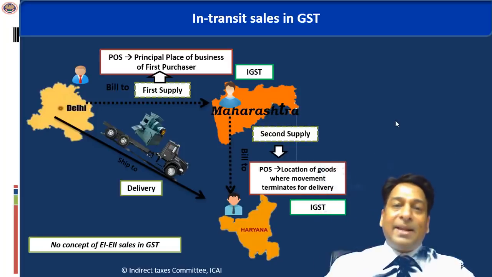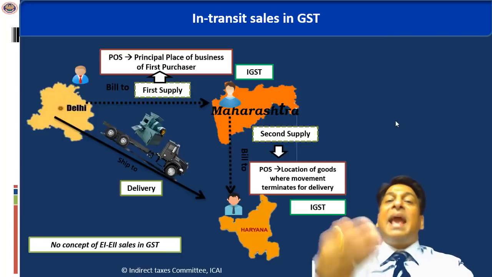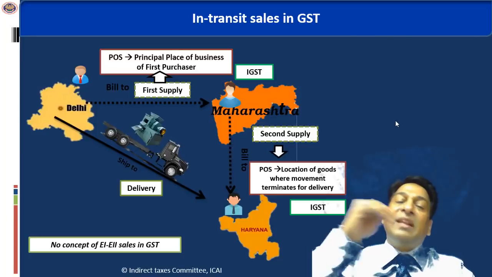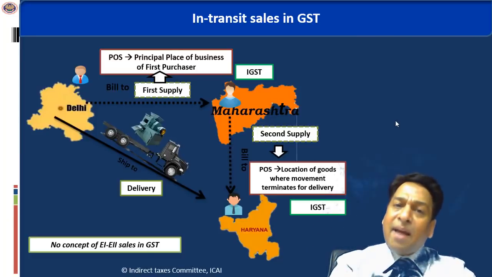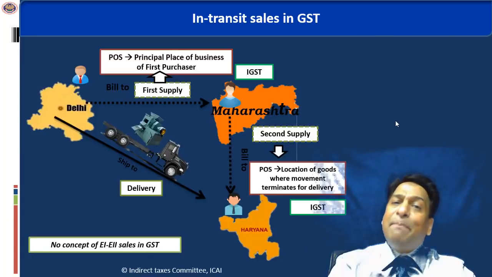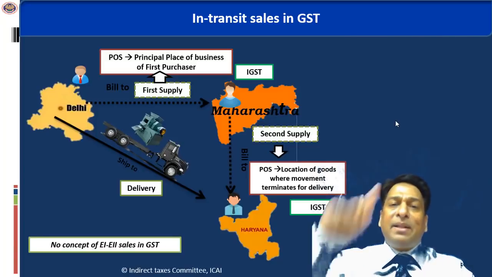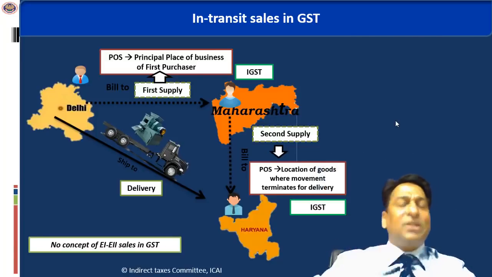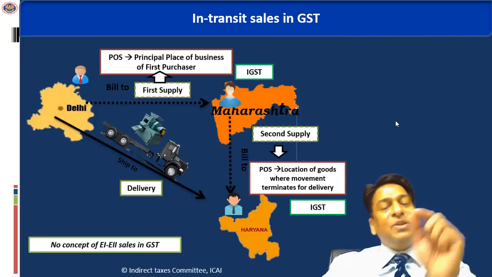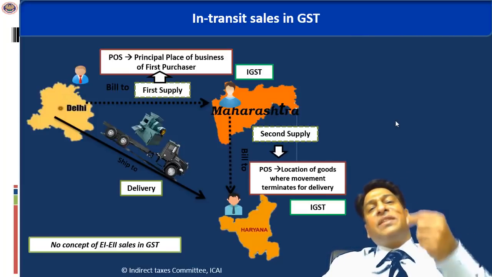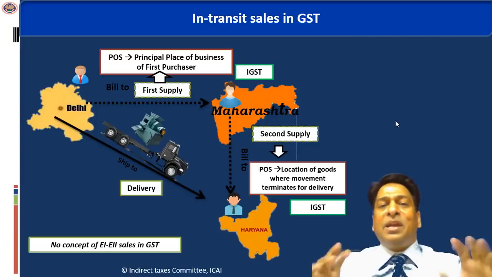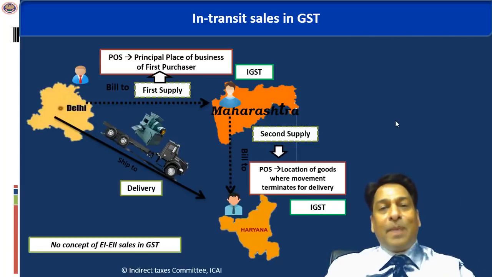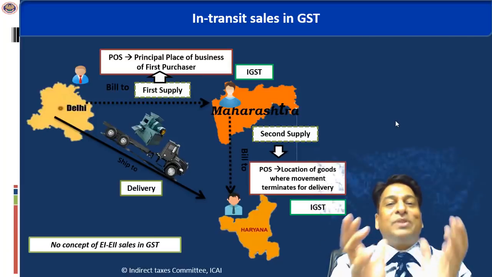Location of supplier, Maharashtra, that is the intermediary, the third person, and place of supply where delivery terminates, Haryana. IGST should have been charged. So what happened? The IGST credit taken by B in Maharashtra, he will use this credit for discharging the IGST liability on outward supply. And look at the beauty of this transaction.